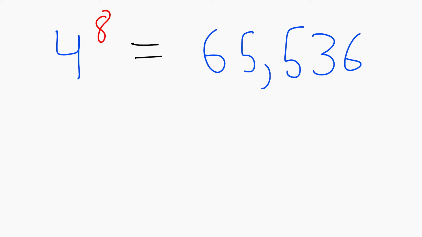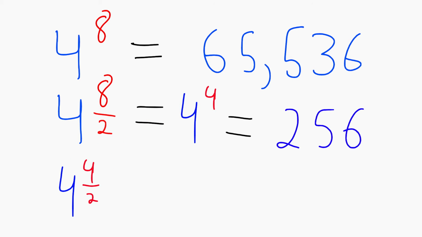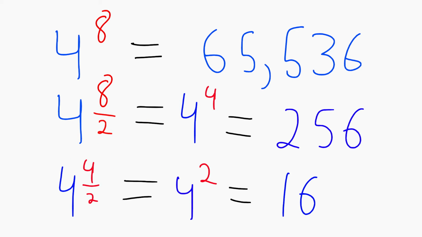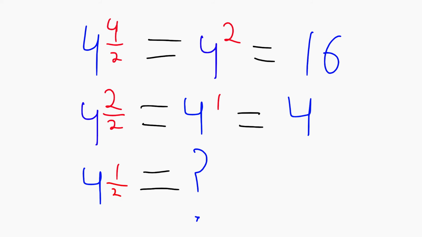So say we have 4 to the 8th power, which is equal to 65,536. We multiply by 1/2 or divide by 2, whichever one you think, right? And we get 4 to the 4th, which is equal to 256. Then from there, we divide the 4 by 2, which is equal to 4 to the 2nd, which is equal to 16. Now we divide the 2 by 2, which is equal to 4 to the 1st, and that's equal to 4. And finally, we divide the 1 by 2, and we get 4 to the 1/2. And that's our mystery number.